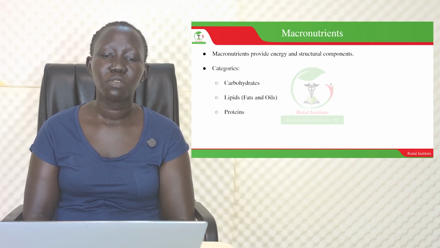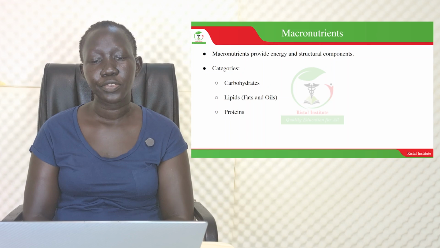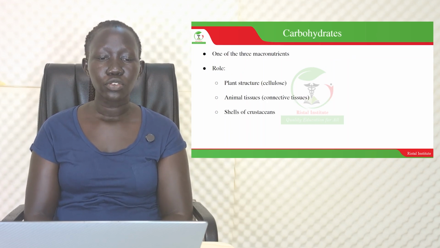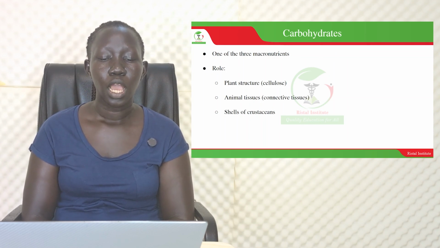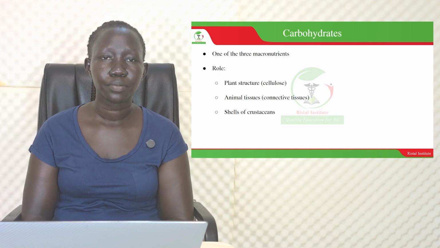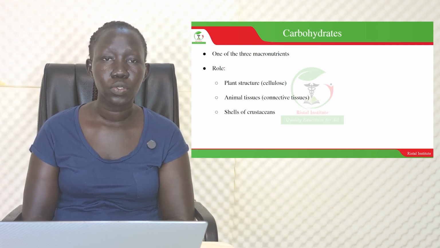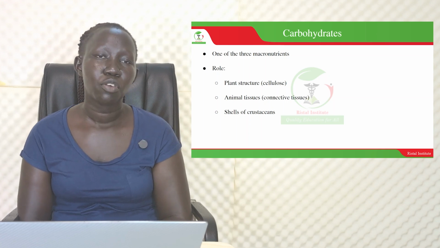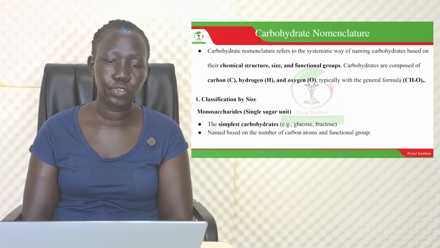So macronutrients provide energy and structural components, as we have categorized them into carbohydrates, lipids, those for the fats and oils, and also proteins. Carbohydrates is one of the three major nutrients or the macronutrients. And the role of carbohydrates includes plant structure. It provides plants with their structure, that is cellulose. And it is also important in the formation of animal tissues, for example, connective tissues, and provides the shells of crustaceans.